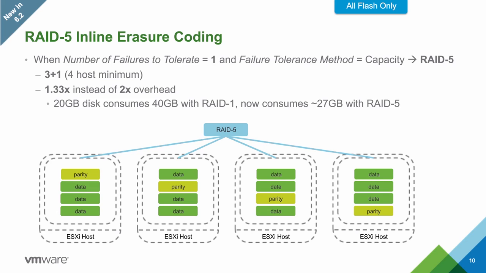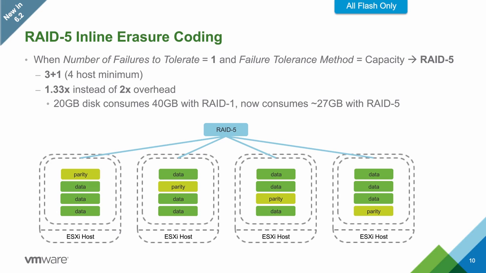RAID 5 works on a 3+1 system. So instead of a 20 gigabyte VMDK using 40 gigabytes with traditional mirroring, it will now use only 27 gigabytes. RAID 6 uses a 4+2 system, so that 20 gigabyte VMDK would now consume only 40 gigabytes instead of 60.